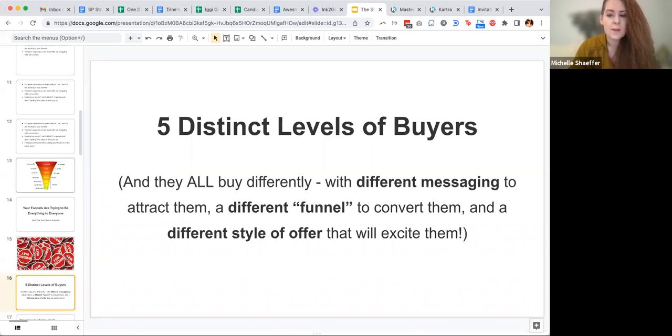Every one of these levels buys differently, right? So the same language will not speak to the person who is looking for a do-it-yourself solution as the person who is looking for a high ticket done for them solution, right? They all buy differently and they buy for very different reasons. So you need different messaging to attract them, a different funnel style to convert them, and a different offer that will excite them. Doesn't mean your services change or your product changes. It's how you present it in your marketing and in your conversations. The same exact service or product you can sell to all these levels. It's just a matter of how exactly you approach it.